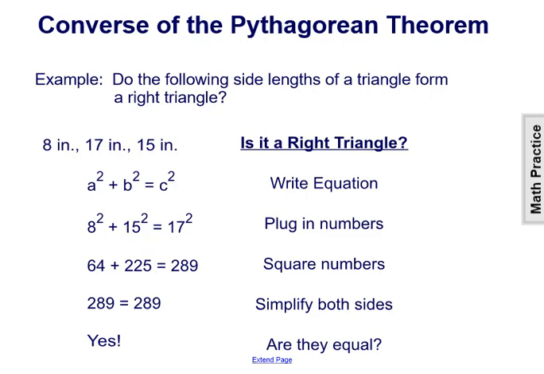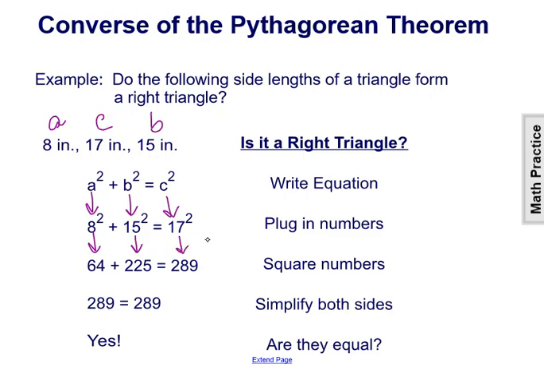So now actually writing the equation, we have A squared plus B squared equals C squared. If we plug in or substitute in the numbers, A is 8, B is 15, and C is 17. So A squared is 8 squared, B squared is 15 squared, and C squared is 17 squared. If we actually square those numbers, 8 squared is 64, 15 squared is 225, and 17 squared is 289.